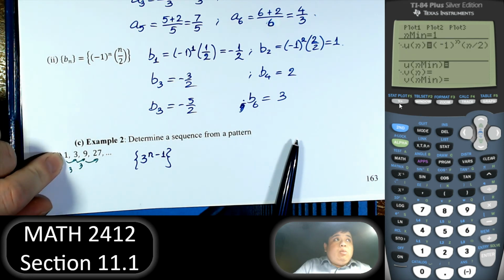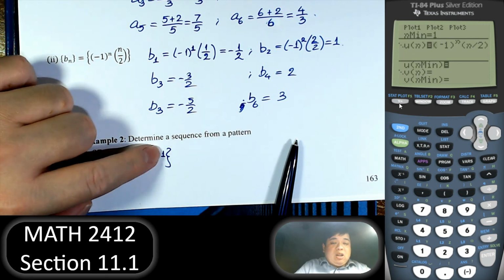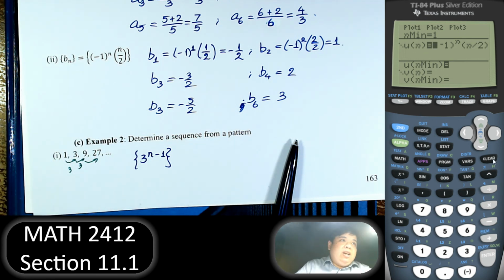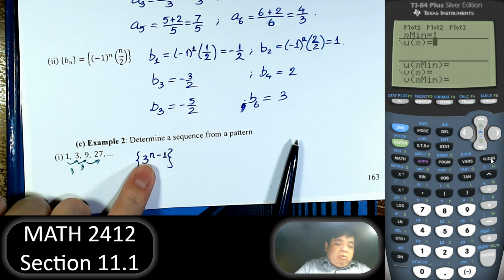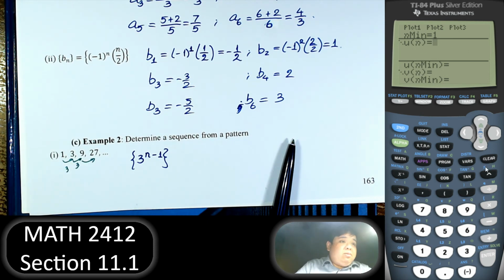Because for the first term, when n equals 1, we have 1 minus 1 is 0, and 3 to the 0 power is 1. After that, the number of factors of 3 will be 1 less than the term number itself.